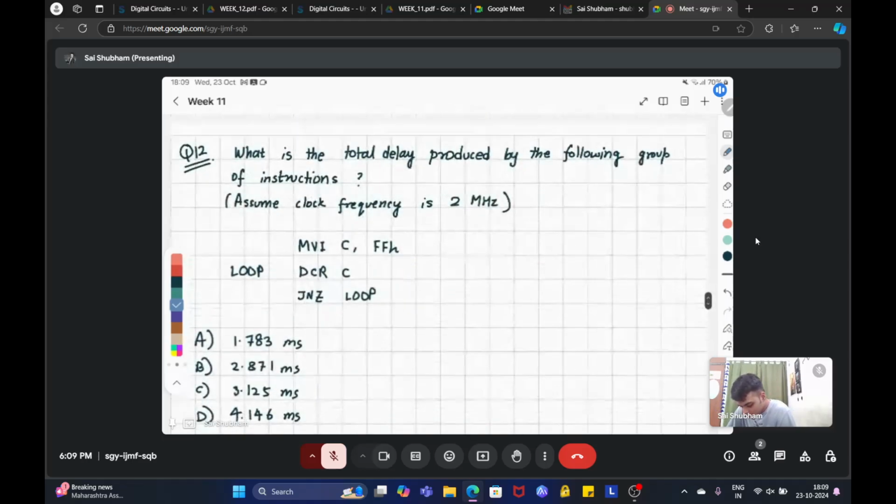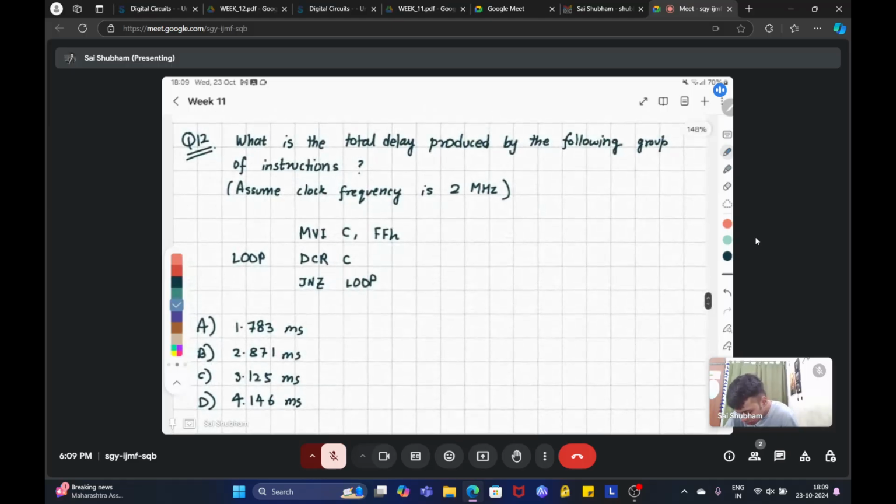So moving on to the next question: what is the total delay produced by the following group of instructions, assuming clock frequency is 2 megahertz? Okay.